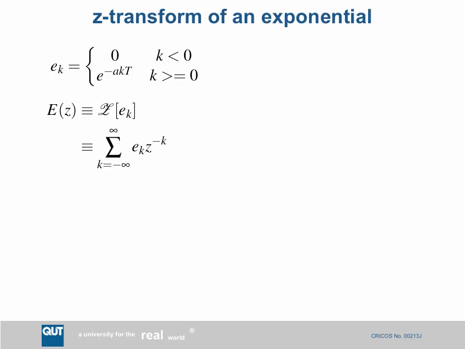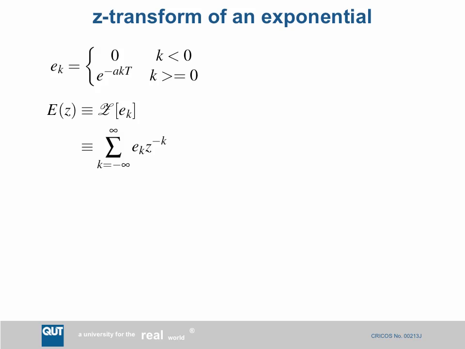Now let's consider something a little bit more complicated, but equally useful. As we've talked about before, the solution for a system of differential equations is a mixture of exponential functions. So let's evaluate the Z transform of an exponential. In this case, we're going to consider that the exponential has a value of 0 when k is less than 0. We're only interested in its value from time, from k equals 0 onwards.